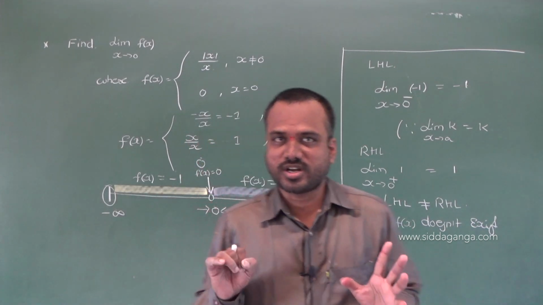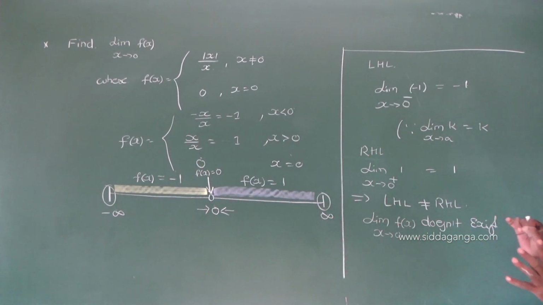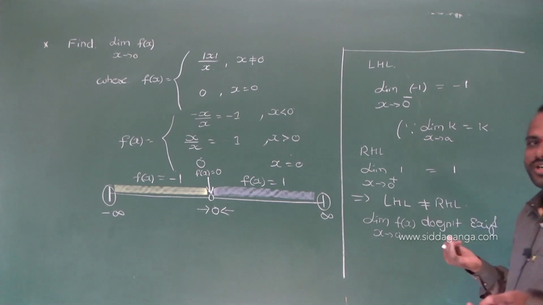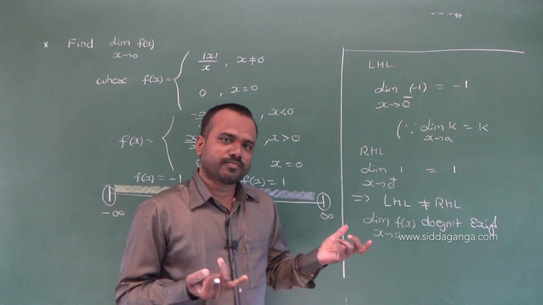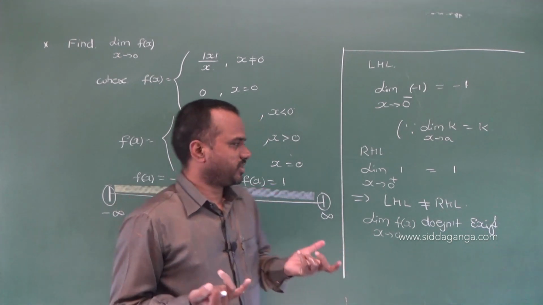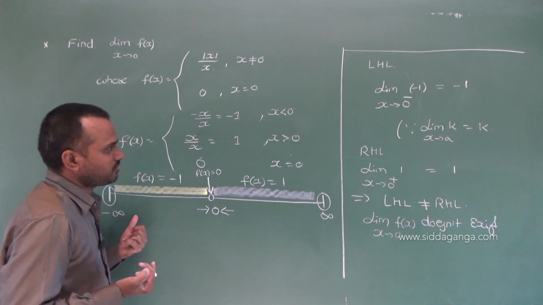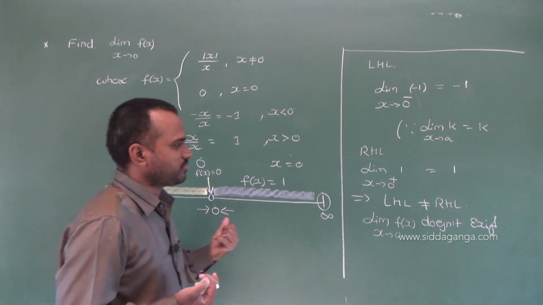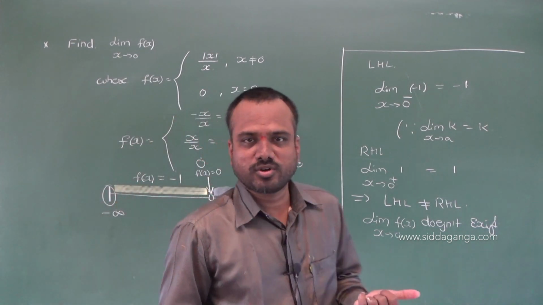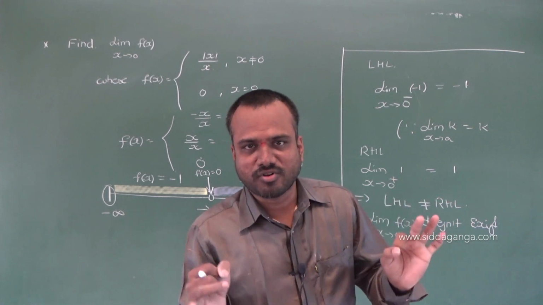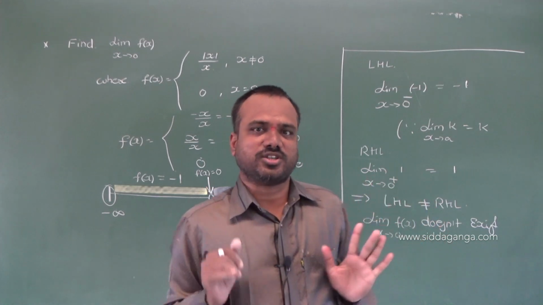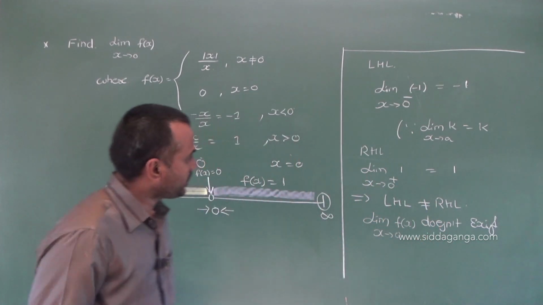I think you are understanding. Observe the problem carefully, observe each and every step. You also practice it. If LHL is equal to RHL, that means left hand limit is equal to right hand limit, in that case the limit value exists. But here left hand limit is minus 1, right hand limit is plus 1, left hand limit is not equal to right hand limit. Limit x tends to 0 of f of x does not exist. Observe this problem. Next problem.